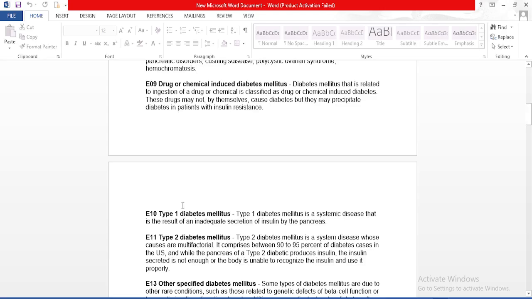So next one is E09, which is drug or chemical induced diabetes mellitus. Here diabetes mellitus that is related to ingestion of a drug or chemical is classified as drug or chemical induced diabetes. These drugs may not by themselves cause diabetes, but they may precipitate diabetes in patients with insulin resistance. So in E09, because of some drugs, the patient may have diabetes.